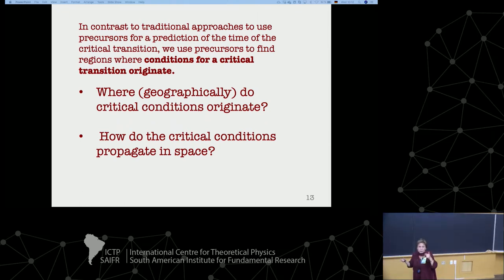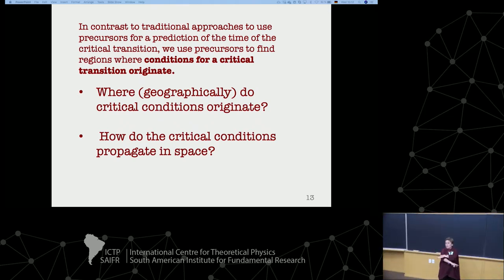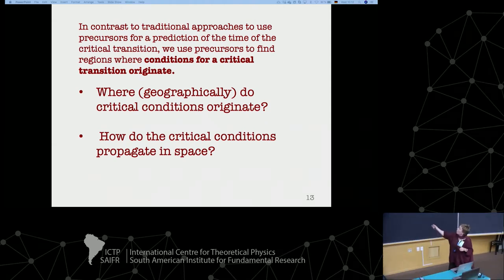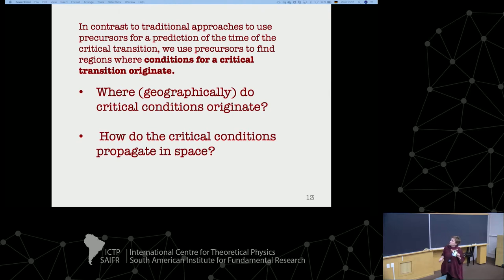So, in contrast to using early warning indicators to predict time, I propose the following way: to predict place, the geographical location, where critical condition originates. So critical condition cannot originate around the whole Indian subcontinent. It appears somewhere, then it's growing, then it propagates. So let us try how we can do this. There are two questions. Where geographically does critical condition originate, and how does critical condition propagate in space?